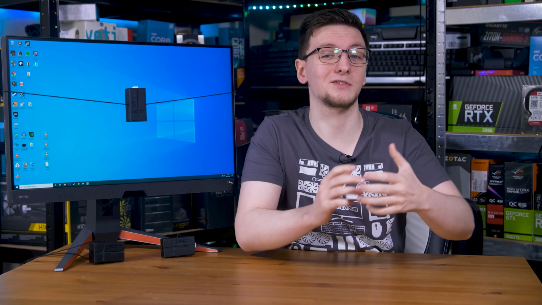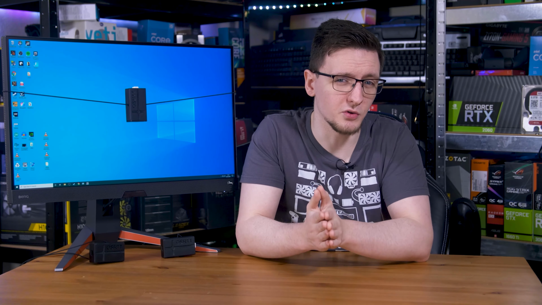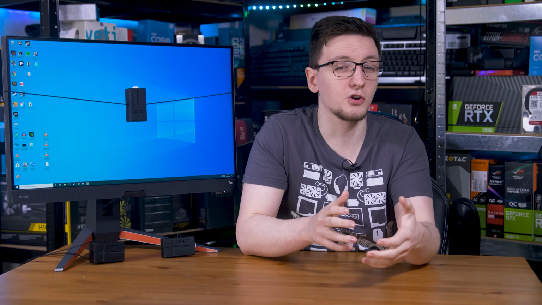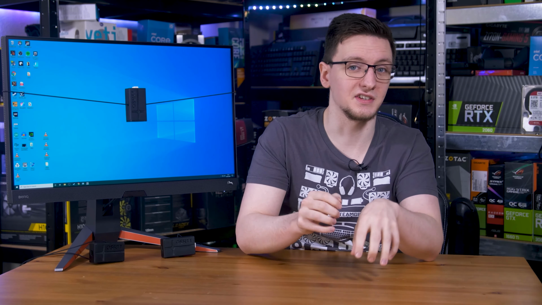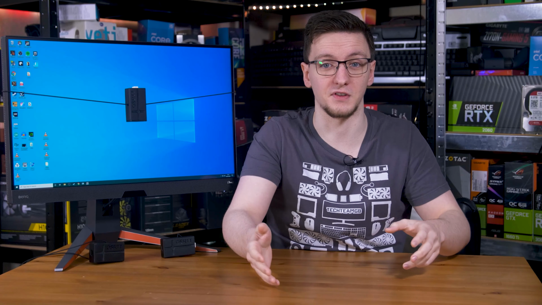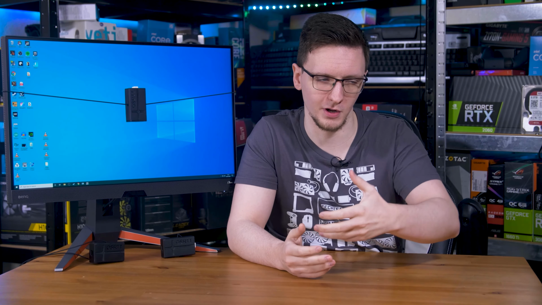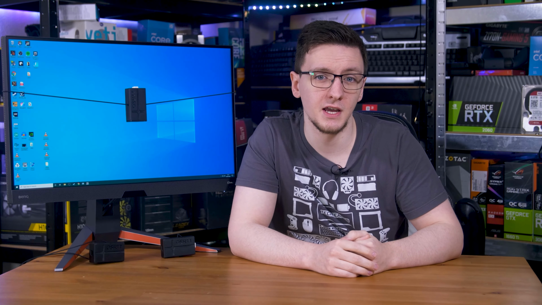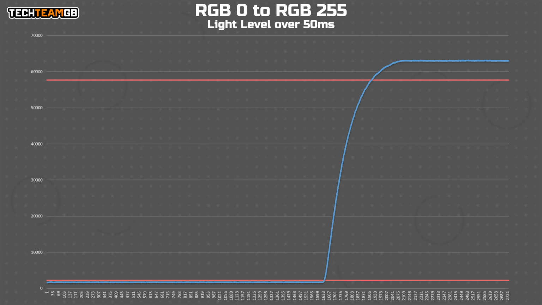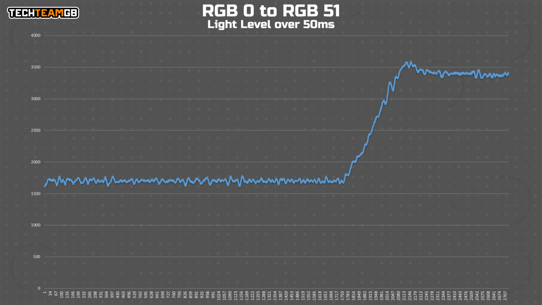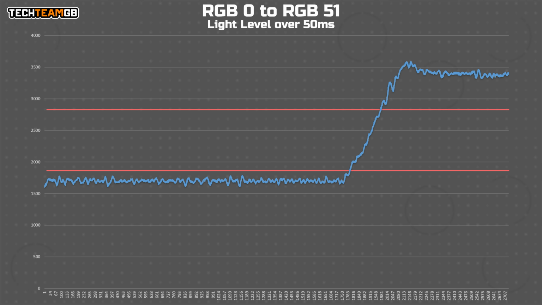On the other side, we have Simon from TFT Central, who prefers a fixed RGB 10 tolerance. That means that whether it's 0 to 255 or 0 to 51 or anything else in between, he's lopping off 10 RGB values on either side. So for 0 to 255, he's measuring 10 to 245, which looks like this on that same graph. And for 0 to 51, that would be 10 to 41, which looks like this on that graph as well.